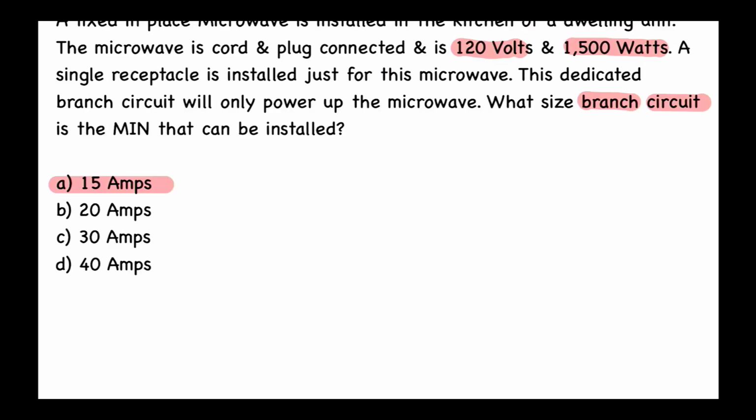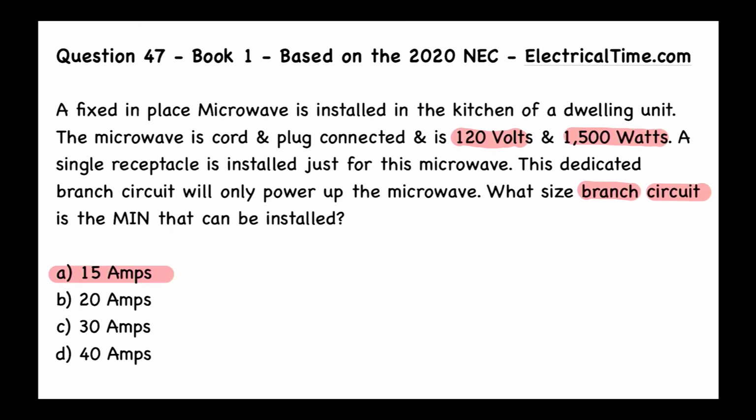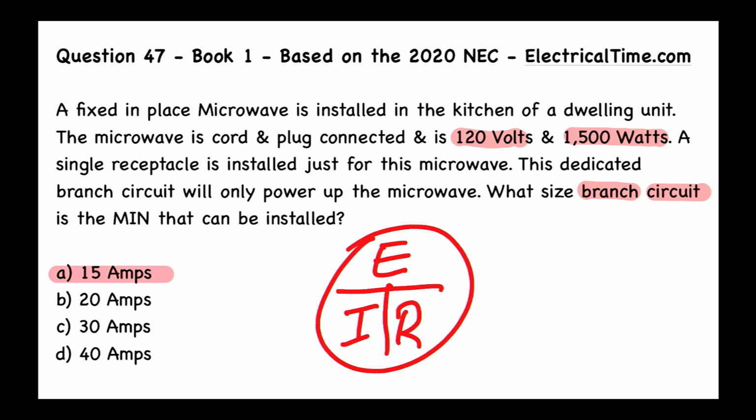All right, so let's go back into the question. Here's what I would do if I were taking this exam. I see volts and I see watts, and right away I'm going to think of Ohm's law and the pie formula. So I'm going to write that down on my exam. I'm going to write down E, I, R for Ohm's law, and then I'm going to write down the pie formula.